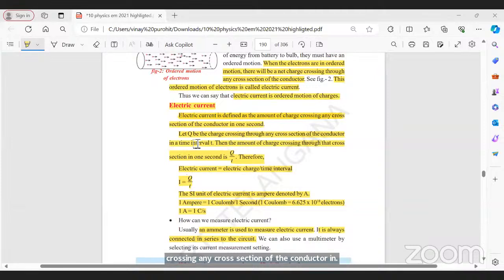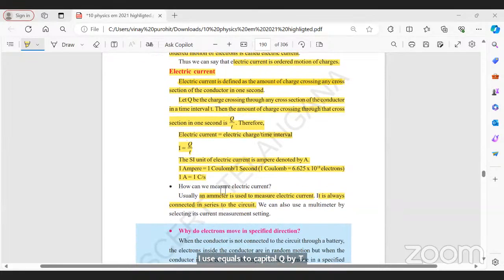Let us consider Q as a charge crossing any cross section of the conductor within a time interval T. The definition is the amount of charge crossing per 1 second, so it is Q by T. Our considered charge is Q and the time interval is T. Therefore, electric current is equal to electric charge divided by time interval. It is denoted by I. So I equals Q by T, where Q is the charge and T is the time interval.